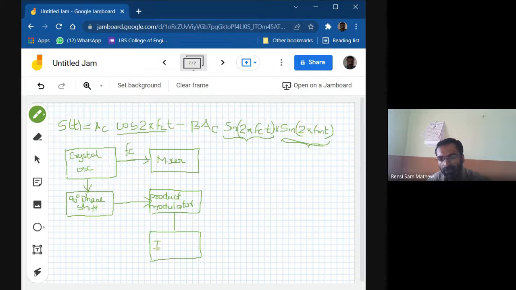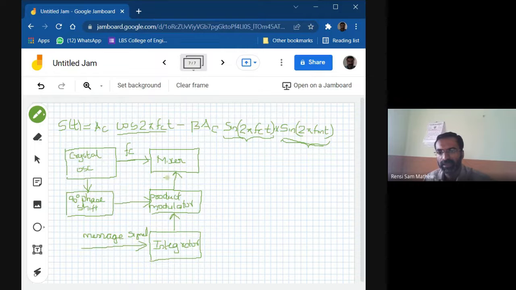You are integrating the message. So the message signal is integrated. When integrated we get sin 2 pi fmt. Then the product is taken, and after the product it is given to the mixer.